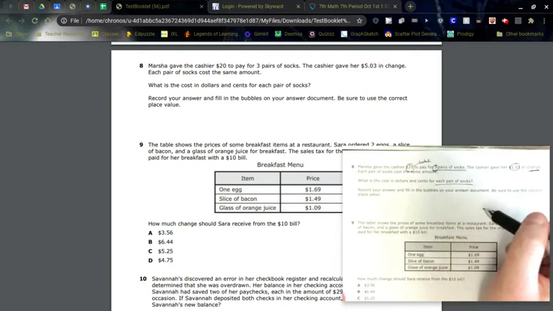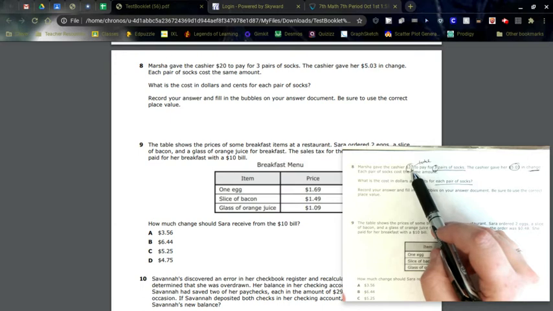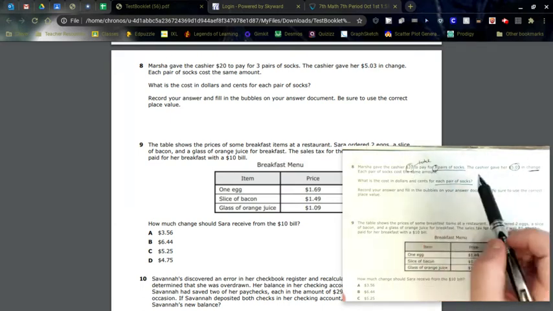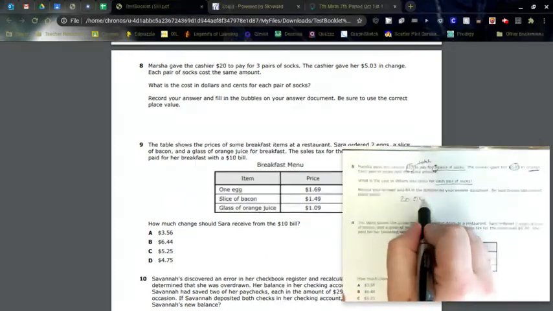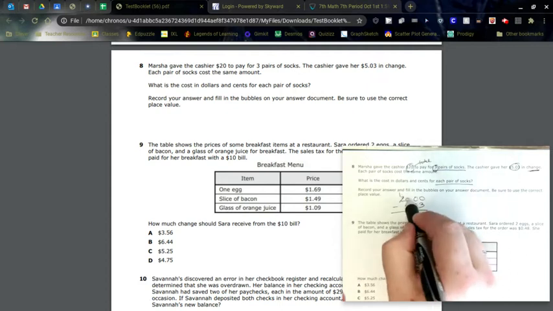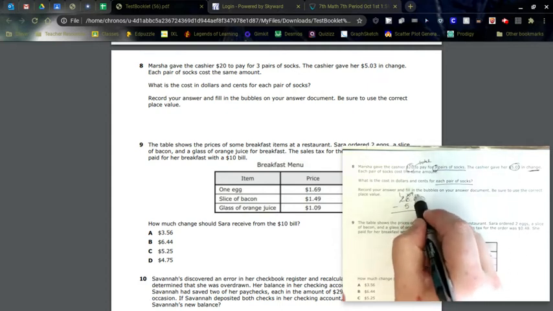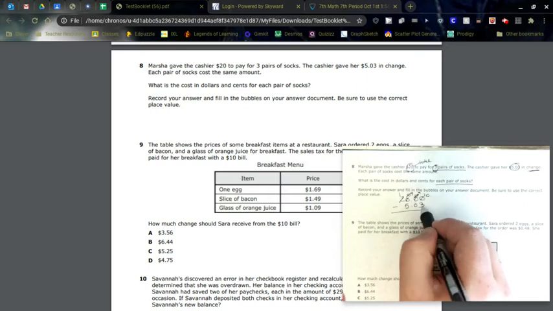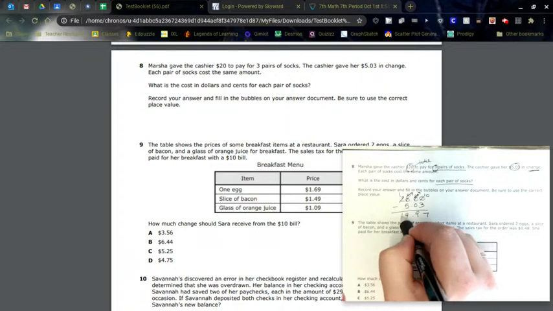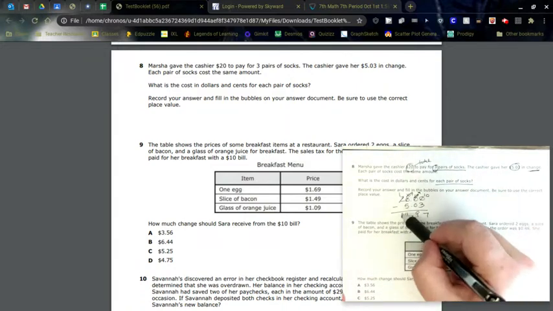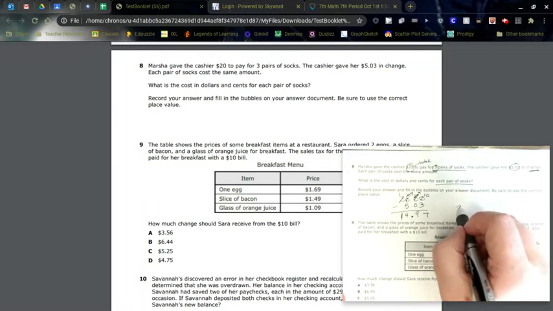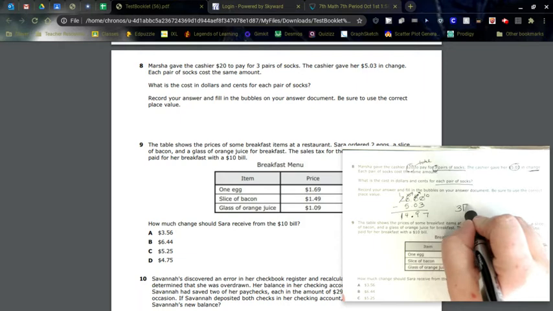Okay, so I need to find out, if I paid $20 and I got $5.03 back in change, that means I need to subtract those two to find out how much I initially paid. Minus. Borrow from here, that's a 1, that's a 10, becomes a 9, that's a 10, becomes a 9, and that's a 10. 10 minus 3 is 7, 9 minus 0 is 9, 9 minus 5 is 4, and then 1. So $14.97. And then because each pair of socks was the same, we're going to divide by that 3 to find out how much each pair costs.